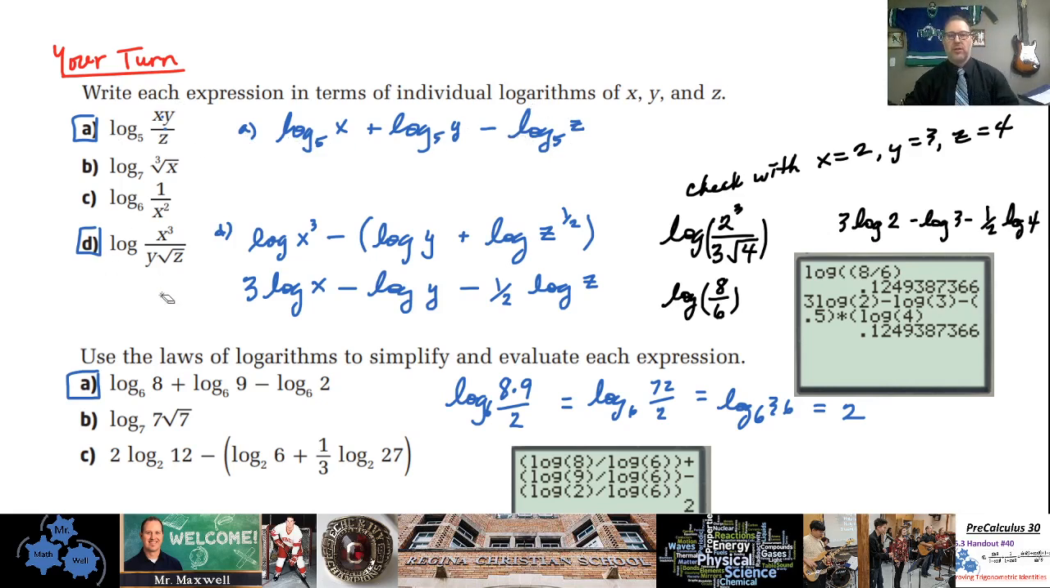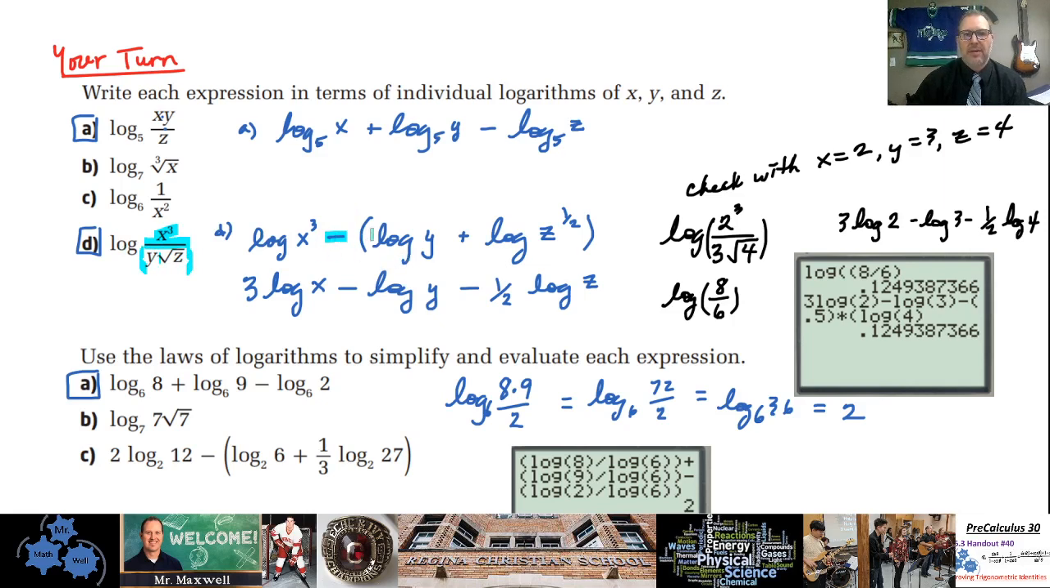D is a bit trickier. Now I'll walk you through this. So again, I have log of x cubed. I wrote that down here. And then now we're dividing, right? So that's where this minus comes in. And because this is going to be two separate logs, I'm going to put brackets around there.